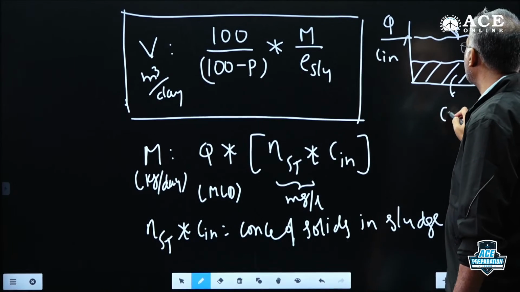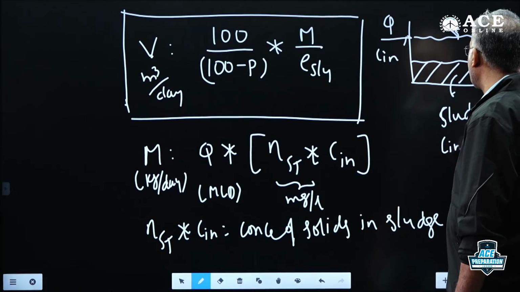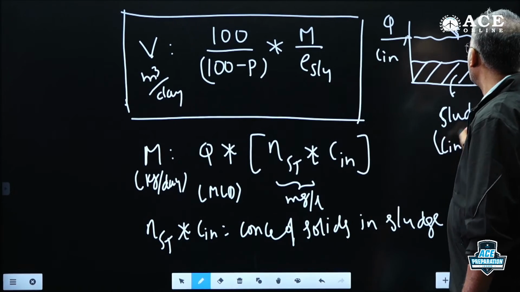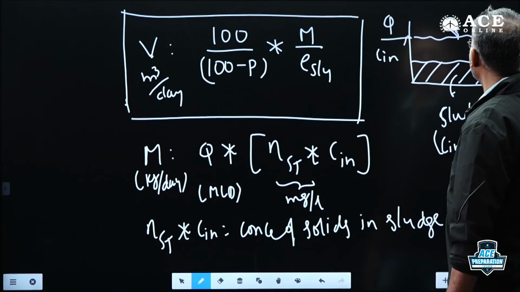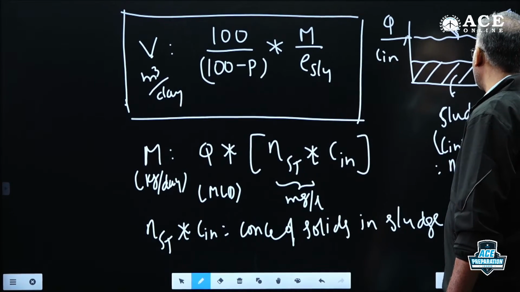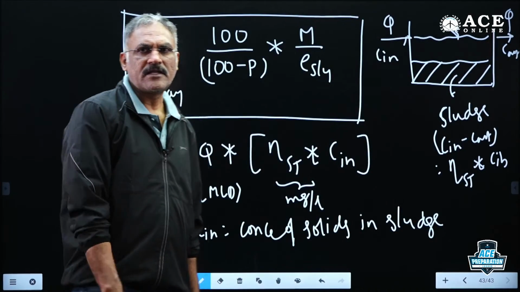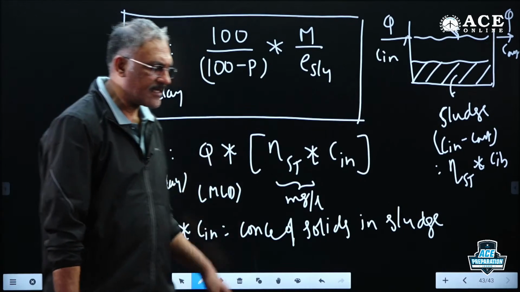The amount of solids that settle down is called sludge. That concentration is Cn minus C out. The C out is concentration of particles that escape, which is nothing but efficiency of sedimentation tank into Cn. That's how we work out this concentration of solids in sludge. Clear now? This and all we discussed in the class also.